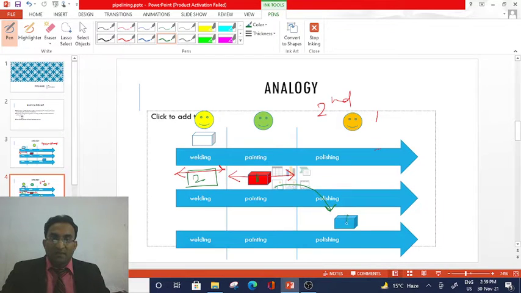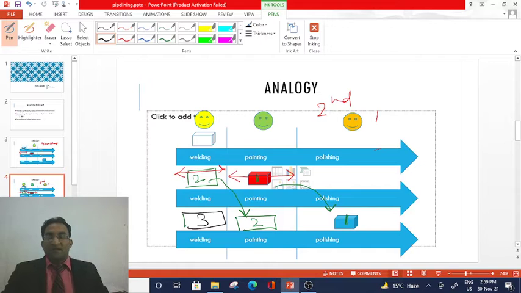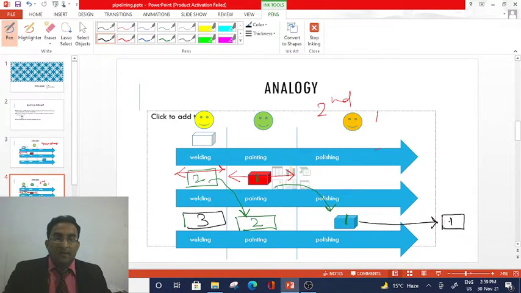So the first box is now transferred to polishing. At the same time, welding is also over, so the second box is transferred to the painting shop, and the third box comes in for welding. So there are now three boxes on the assembly line. When the third hour is completed, the first box will be out of the assembly line. So the first box is completed.